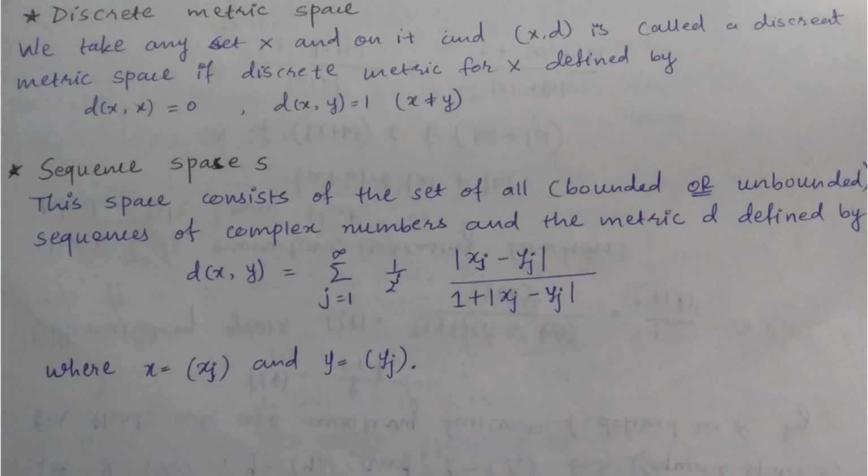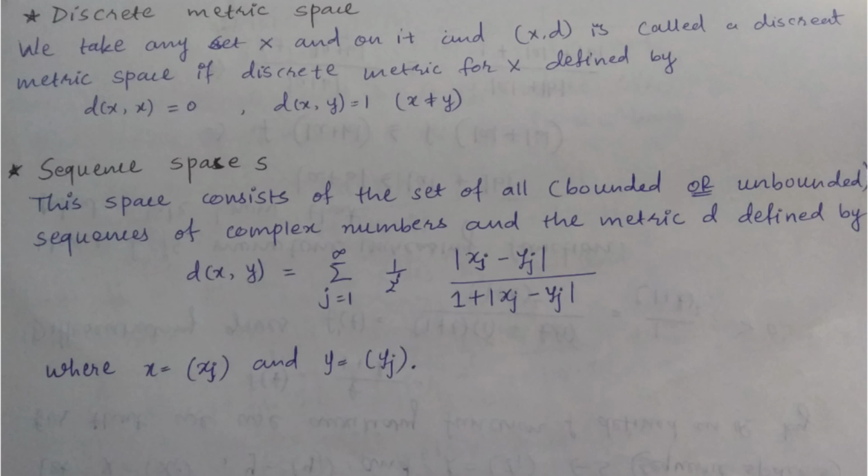Next definition is the discrete metric space. For that, we take X and define a metric on the set X, and (X, d) is called a discrete metric space if the discrete metric for X is defined by d(x, x) is 0 and d(x, y) is 1, but here is a condition, that x is different from y. In that condition d(x, y) will become 1. So this set, with this metric, our (X, d) is also a metric space.